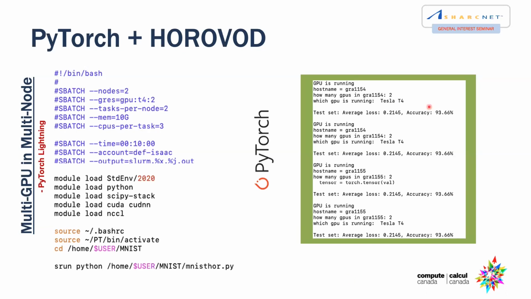As you see, four different cores are actually working together on different nodes, 1154 and 1155, two GPUs from each, running pretty well. You can see that. So you can easily follow this one.